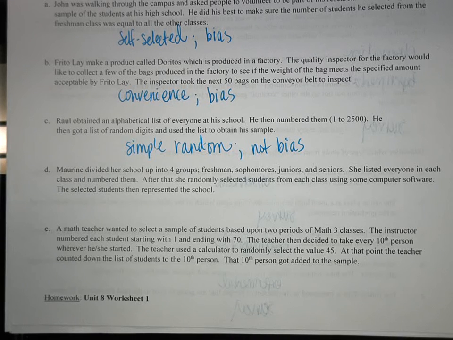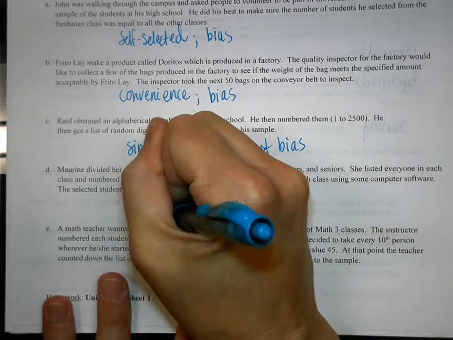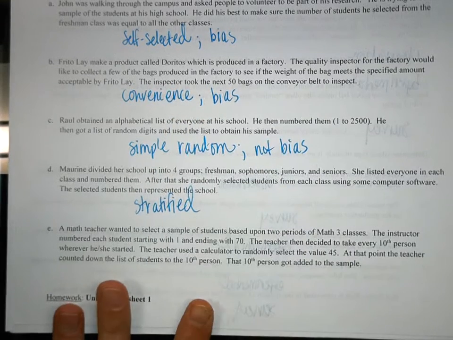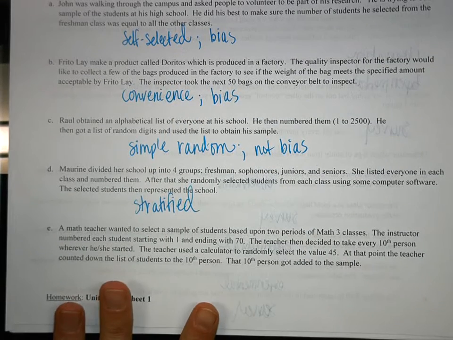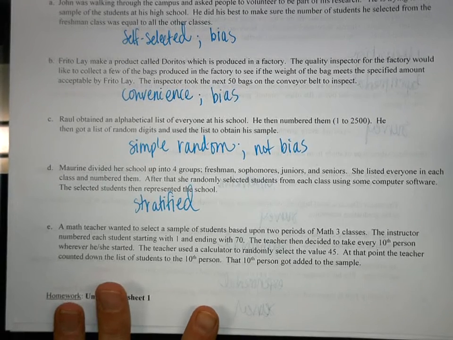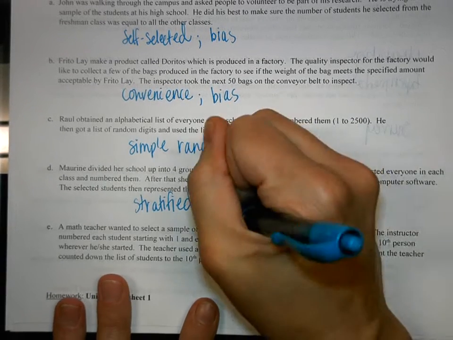These selected students then represented the school. What do you think? Stratified. Very good. Stratified is correct. And it's actually called stratified random sample, but we're just going to call it stratified, if that's okay with everybody. And would we say that's biased or not biased? No. Good.